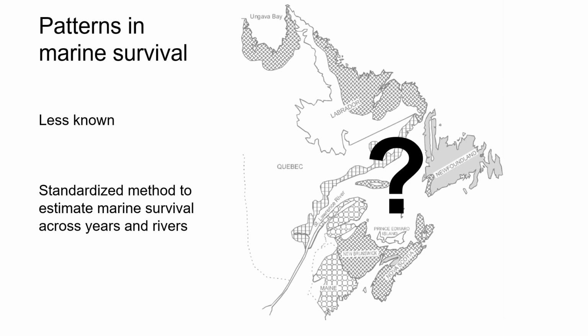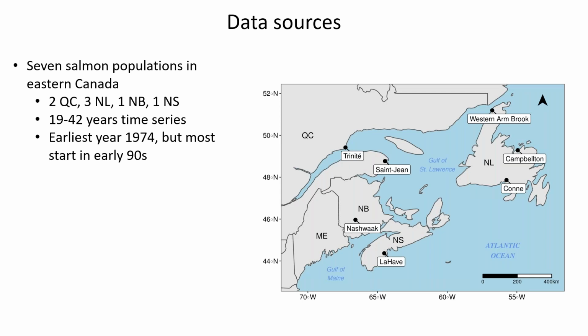So what I did was compile data for as many salmon populations as I could in Eastern Canada. And I ended up with 7 time series of smolt abundances as well as adult return abundances. These range from 19 to 42 years in length. Two of them are in Quebec, the Trinité and the Saint-Jean. There's the Nashwaak in New Brunswick, the LaHave in Nova Scotia, and 3 rivers in Newfoundland, which are the Western Arm Brook, the Campbellton, and the Conne. The earliest of these time series starts in 1974, but most of them start somewhere in the late 80s, early 90s.